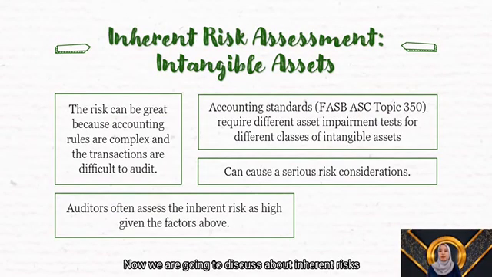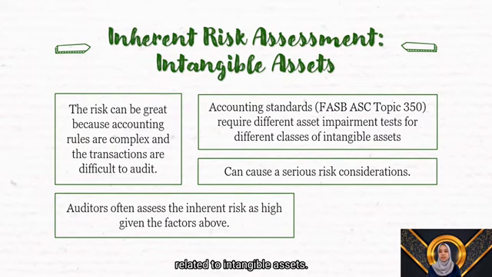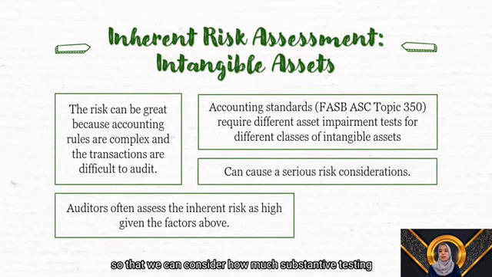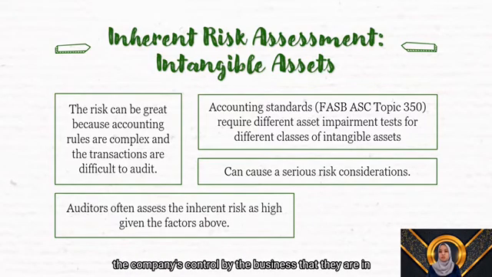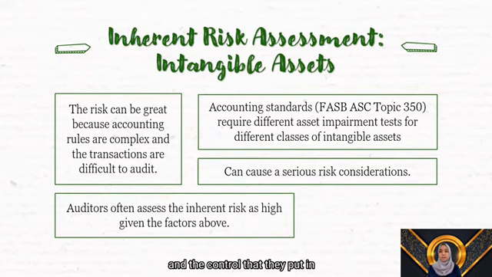Now, we are going to discuss inherent risk related to intangible assets. To recap, our goal as auditors is to consider the inherent risk and control risk, and then set a detection risk so that we can consider how much substantive testing we need to do. Inherent risk and control risk are things that are in the company's control: the business that they are in and the controls they put in place related to the risk of that business.